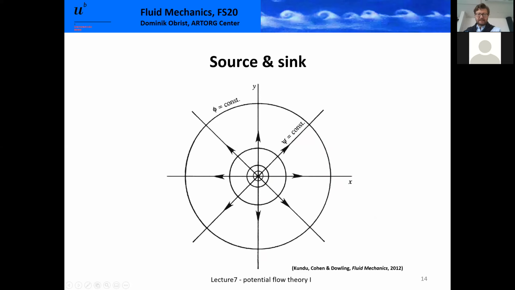Now the streamlines are rays coming out of the center, the origin, and the circles are equipotential lines. And again, the point in the center is a singularity. This is where you have a mass source coming out, and the strength of the potential of the source, we had the variable m for the strength, gave us the mass flow rate coming out of this source. And of course, if m is negative, everything goes back into the center. We have a sink.